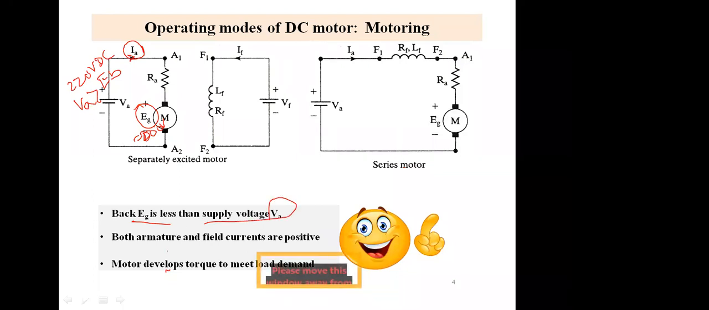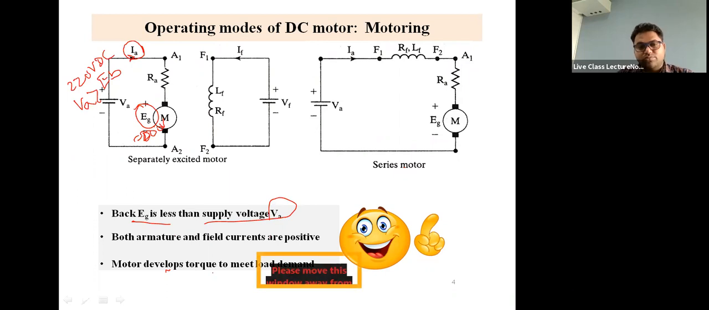Then both armature and field currents are positive, and motor develops a torque to meet the load demand. So where is the load? The load will be situated on the armature, the shaft of the motor, right? It might be a vehicle, it might be some other type of loads, depending upon the application. So it will develop a torque.